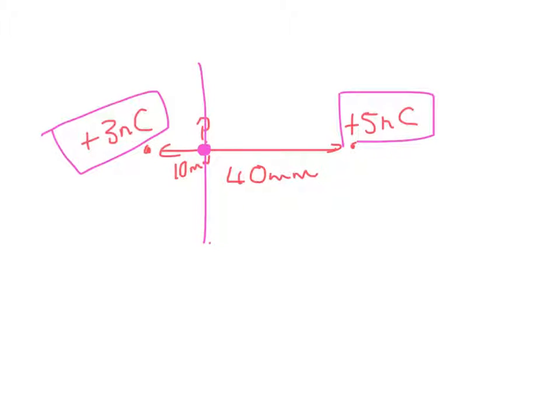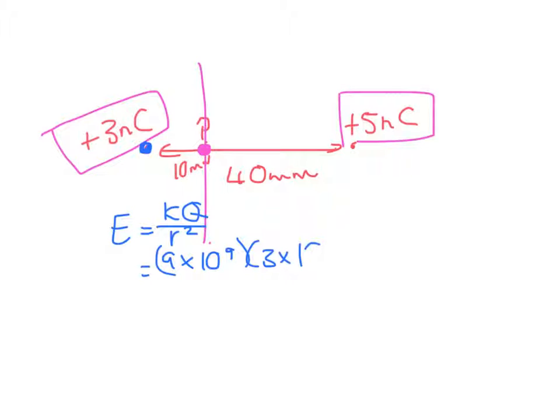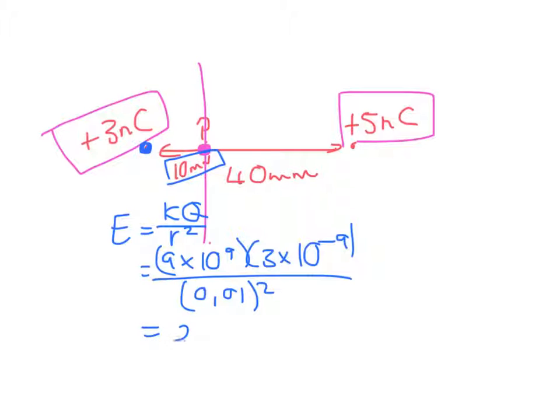First thing is, what is the electric field as a result of just the 3 nanocoulomb charge? So I can say electric field strength is equal to kq over r squared, and that is 9 times 10 to the power of 9, 3 times 10 to the power of negative 9, and 0,01 squared, because I had to convert that 10 millimeters into meters. I get an electric field strength of 2,7 times 10 to the power of 5 newtons per coulomb. This is a positive charge, so it is going to be away from positive, so it's towards the right.